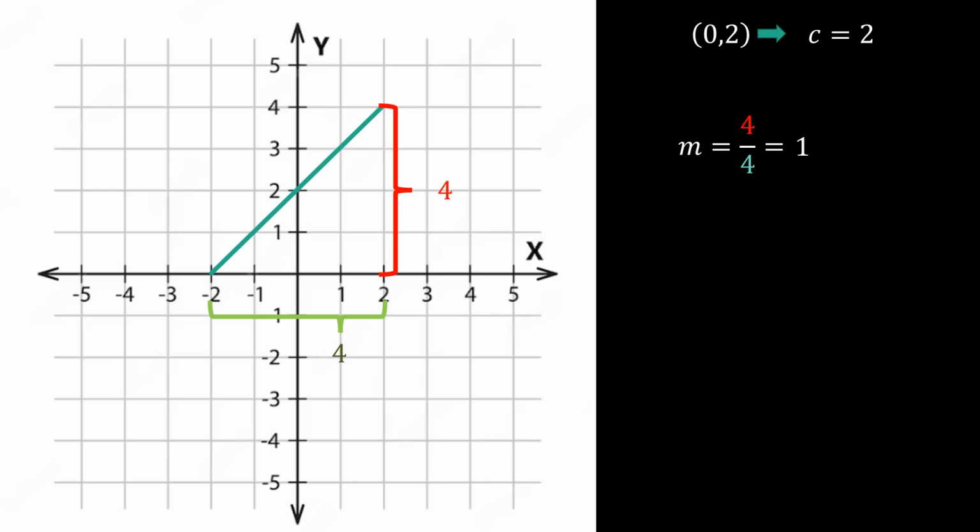Now, how to write the equation of the line? If you want to write the equation of the line, use this formula, which is y equals the slope or the gradient times x plus the y-intercept, which is c. So just substitute the numbers here, which is the gradient 1 and the y-intercept 2. So actually y equals 1x plus 2. But 1 can be hidden as a coefficient, so y equals x plus 2, which is the equation of this line.